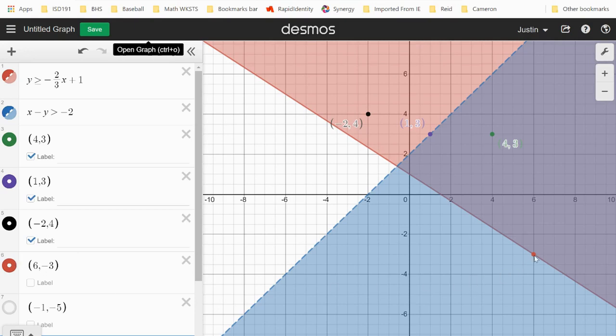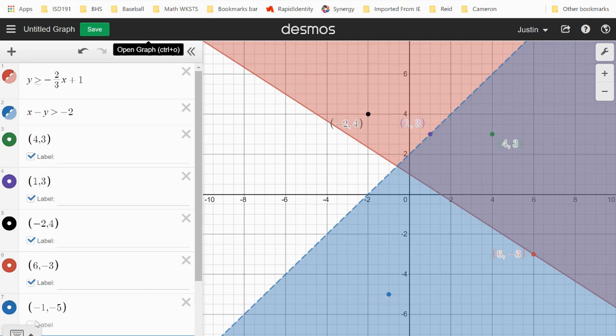(6, -3) is down here. Oops, forgot to label again. (6, -3) is right on the solid boundary line, and it happens to be on the boundary of the area that has all of our solutions. So because it's on the solid boundary line, right along the area that has the solutions, that actually also is a solution. So notice the difference between the purple dot, which was not a solution because it's on a dashed line, and the red dot that is a solution because it's on the solid boundary line.